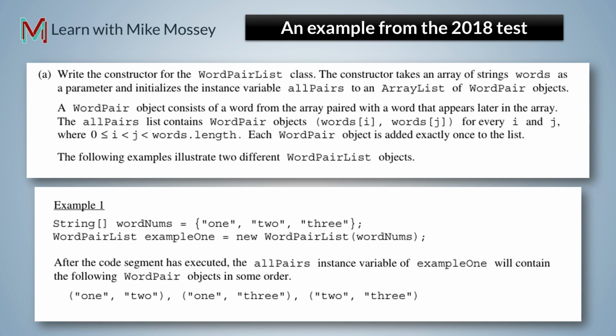The allPairs list contains WordPair objects (words[i], words[j]) for every i and j. All right, this is complicated to understand. It's not concrete, it's abstract. We're probably not going to understand it until we see a concrete example or make an example ourselves. Every WordPair object is added exactly once to the list. Okay, here's an example. It might be more clear here. The words are 1, 2, and 3.